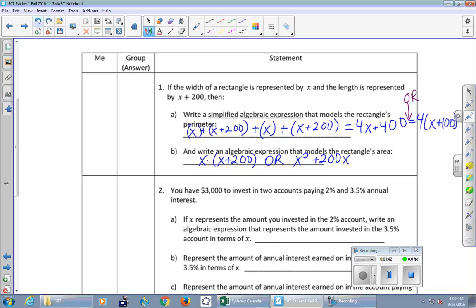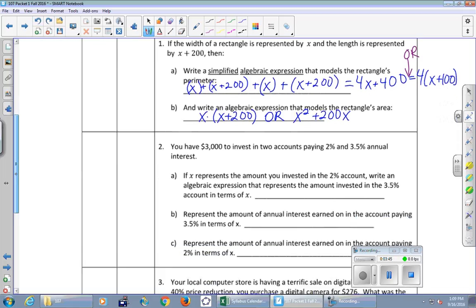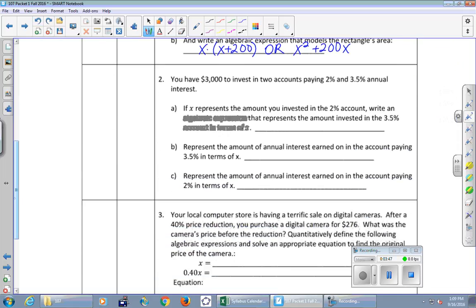Okay, moving on to number 2. Number 2 I think is a lot tougher than 1. If you have 3,000 to invest in 2 accounts, one of them pays 2% annual interest and the other one 3.5% annual interest. X represents the amount you invested in the 2% account. Write an expression that represents the amount invested in the 3.5% account in terms of X.